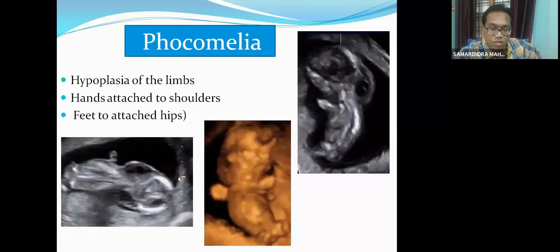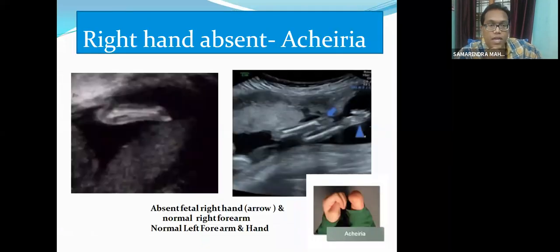The middle one is the 3D surface rendering of the case, and it is a case of absence of the right hand. The left grayscale image shows the middle segment with both the radius and ulna visible, but the distal part where the hand should be present is absent. In another view, on the right, the left middle segment of the upper limb and the distal segment of the hand are visible, but the right hand is absent. This is the right side area. The lower one is a real-time post-delivery image of that baby.